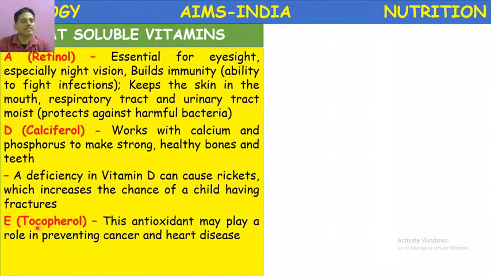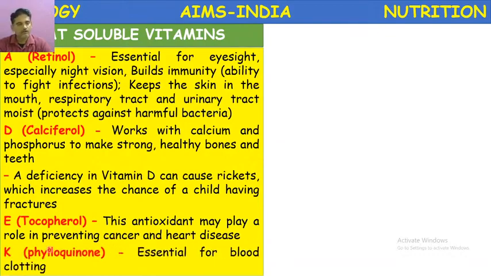Next, vitamin E. Vitamin E is also called tocopherol. It is also a fat soluble vitamin. This acts as an antioxidant and plays a role in preventing cancer and heart disease. Cancer and heart diseases can be controlled in the presence of this vitamin E. So that's why it's a most important vitamin. Next, vitamin K. Vitamin K is also called phylloquinone, and it is essential for blood clotting. It is also called the anti-hemorrhage vitamin. It will prevent hemorrhage or loss of blood during injuries or wounds.